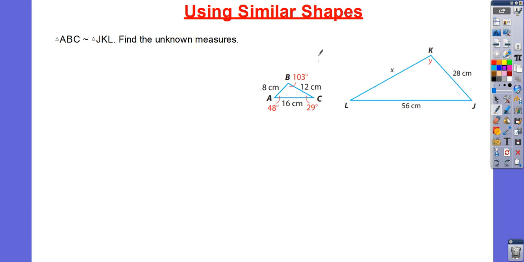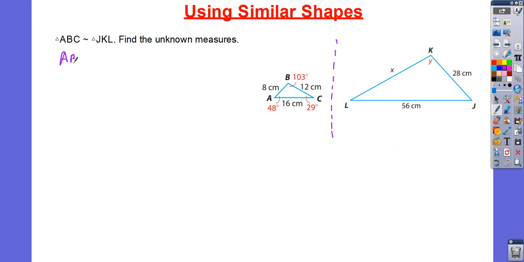So, one thing I have to notice though is that these figures are a reflection of each other. So A does not correspond with L here. Do you see that? A actually corresponds with J. C corresponds with L, and B corresponds with K. So just make sure when you're looking at figures that they're in the right positioning or the right orientation. Okay? So let's go ahead and solve this using corresponding sides.